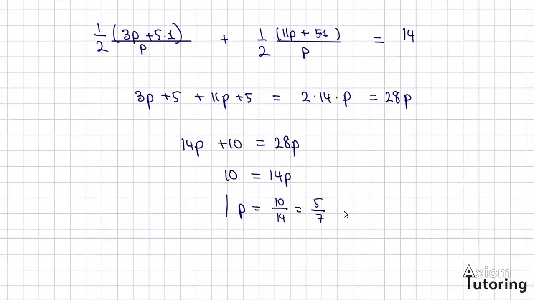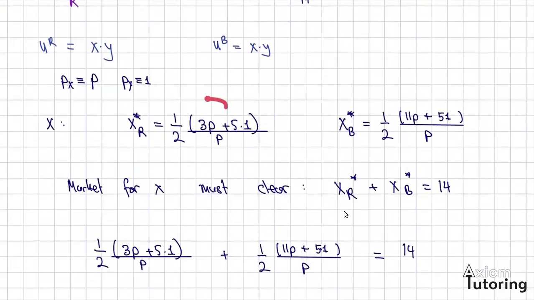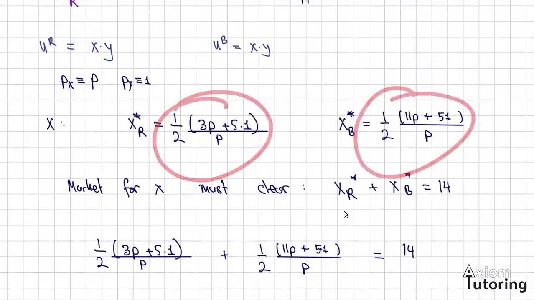That was not a nice number. I made up that utility function. I made up those endowments on the spot, and therefore it didn't have to be a nice number. But this 5 over 7, so if the price of X is 5 over 7 and the price of Y is 1, would clear the market. And you can plug back this price into this to find out the equilibrium allocation.